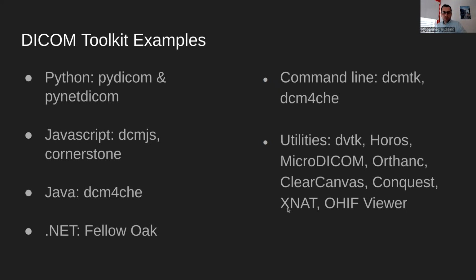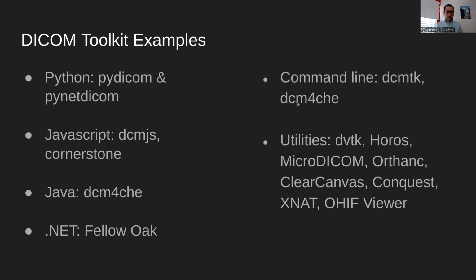I don't want to go through these in a lot of detail, but for programming languages, there's at least one for every language to do things with DICOM. Python has PyDICOM and PyNetDICOM. One is for dealing with DICOM files, the other is for dealing with DICOM connectivity. JavaScript has dcmjs, and Cornerstone is one library you could use for viewing and rendering images. Java has the venerable dcm4che library. .NET has fo-dicom. There are command line tools like DCMTK and dcm4che.